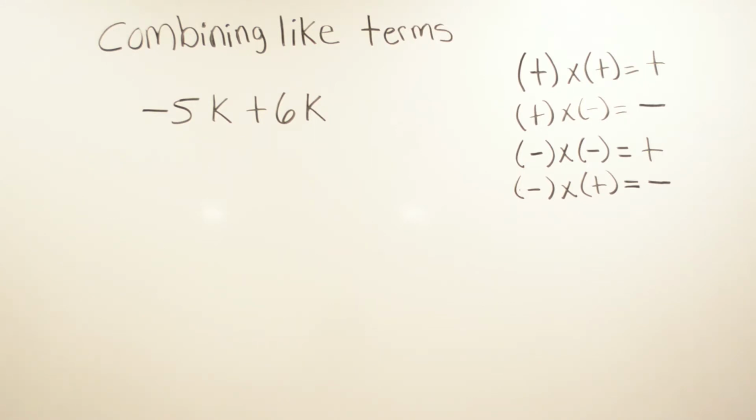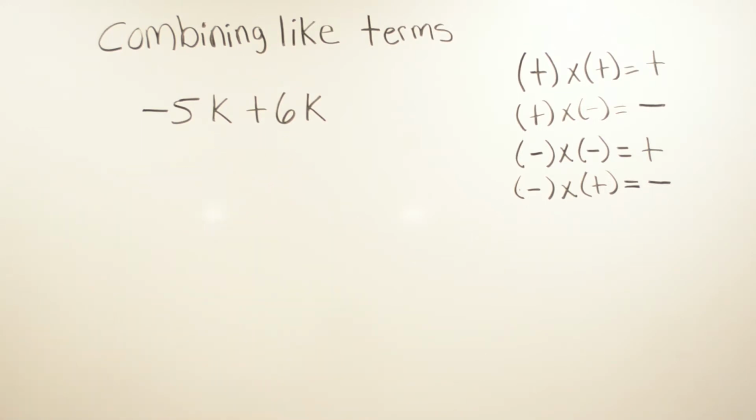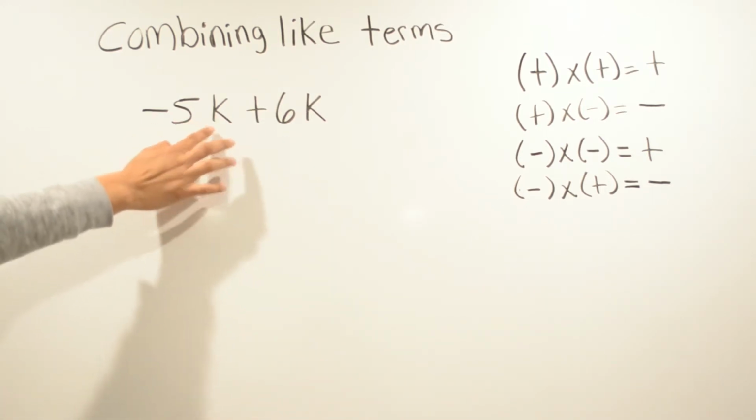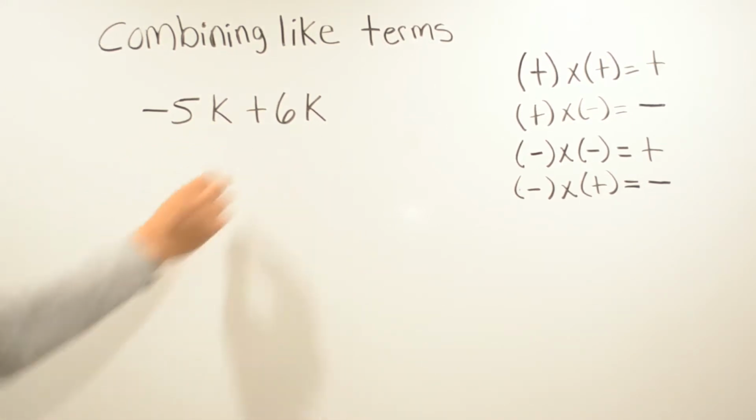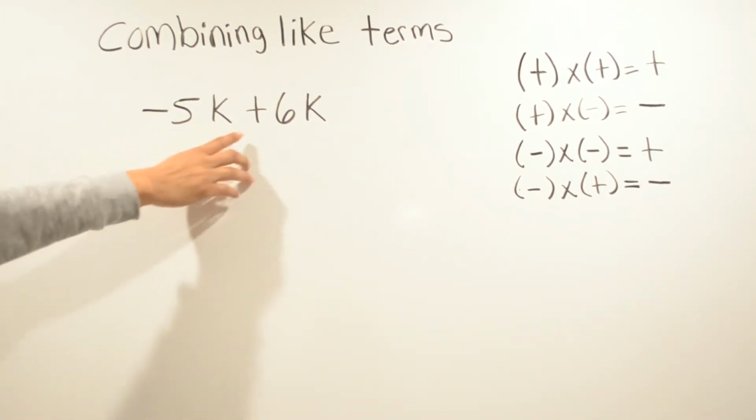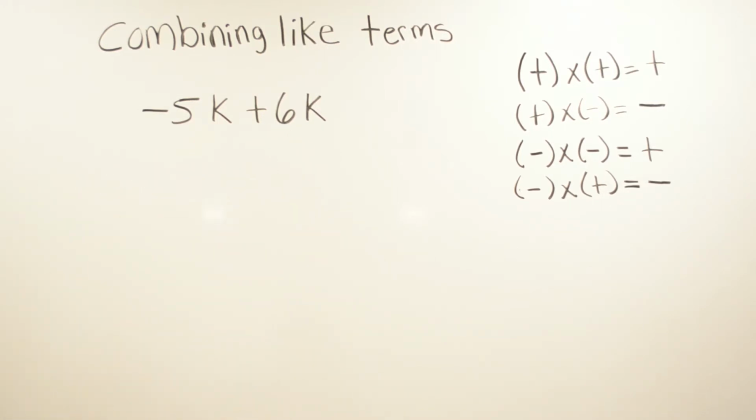So on this problem, we have negative 5k plus 6k. When we're combining like terms, it has to be the same variable. So in this one, we have k and we have k here. So that means that we can go ahead and combine these terms. So you have a negative 5k and you have a positive 6k. Since we have two different signs going on, we'll always have to subtract.